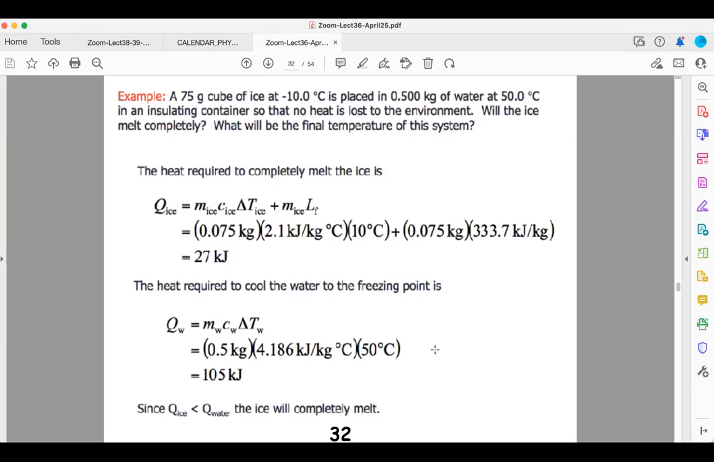So the heat that I need to provide to the ice to be melted is way smaller than the heat of the water, so the ice will completely melt. Okay. Because you see, it takes a very minimum amount to melt the ice with respect to the heat that you will need to provide to the water.